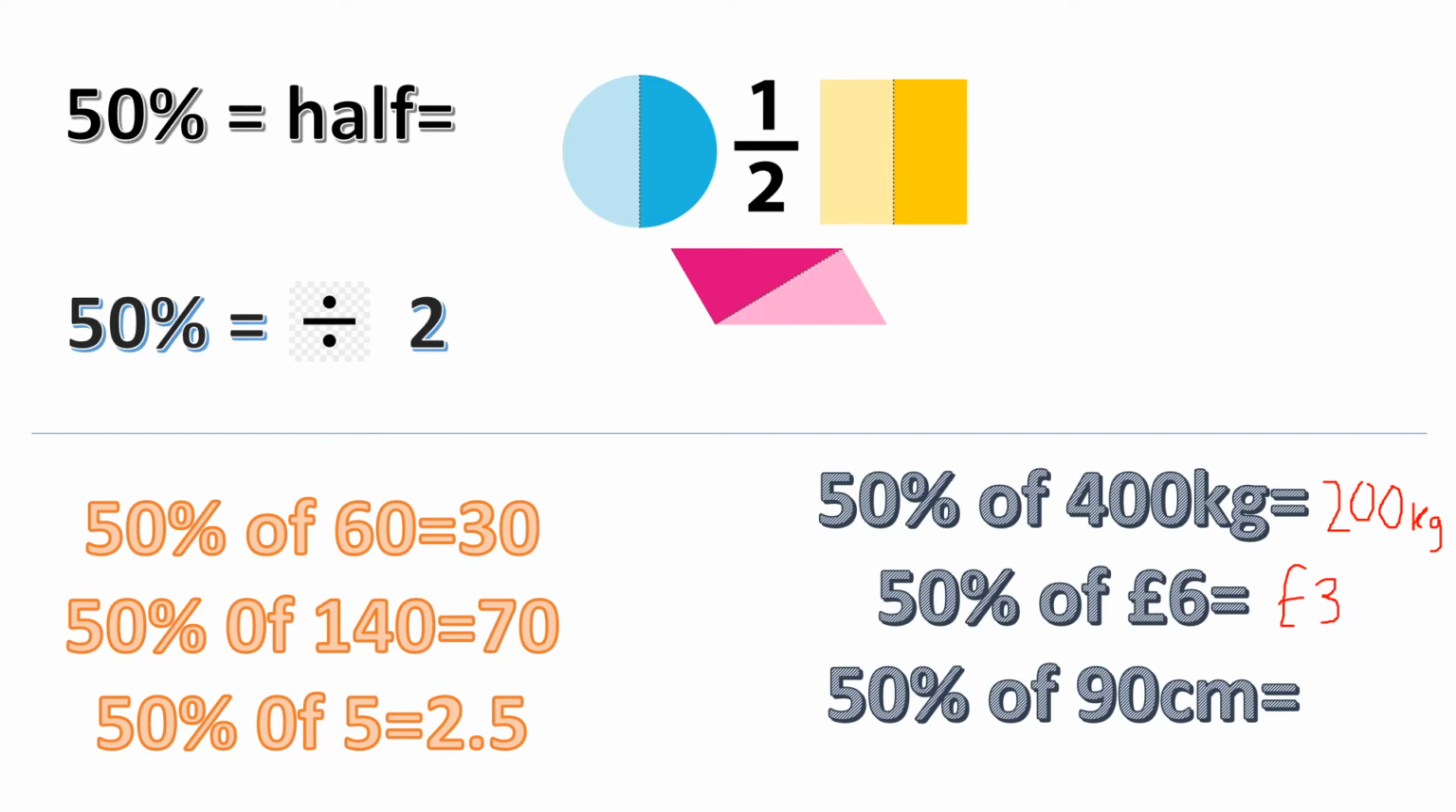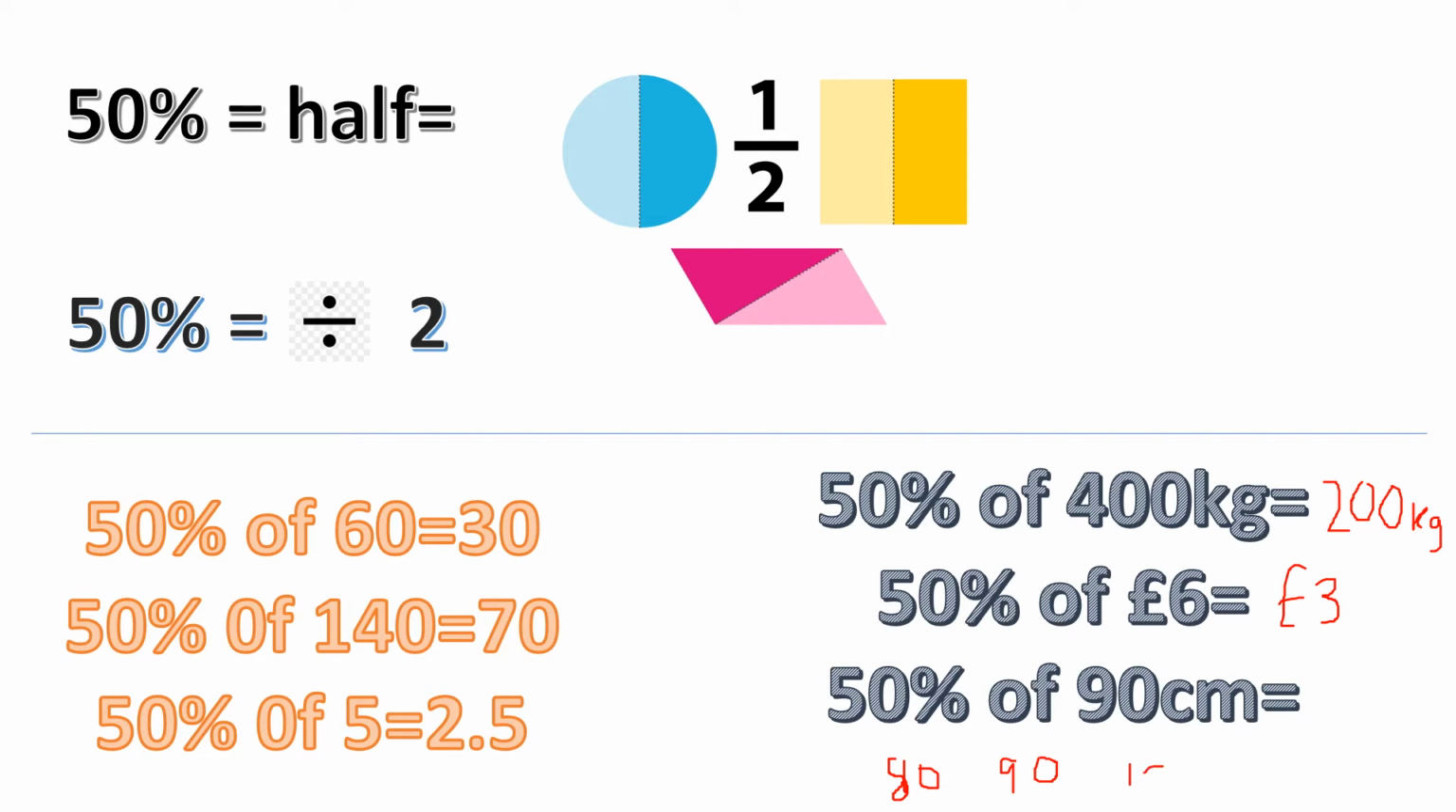50% of 90 centimeters. What's half of 90? If you're not sure, do you know what half of 80 is? Half of 80 is 40. So half of 90 is going to be, well, I know that 90 is in between 80 and 100. So that's 80, sorry for the terrible handwriting, and that's 100.